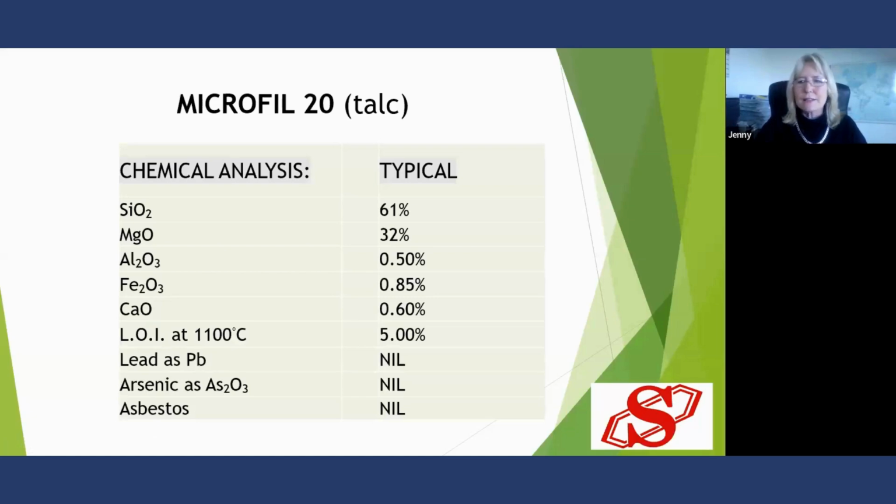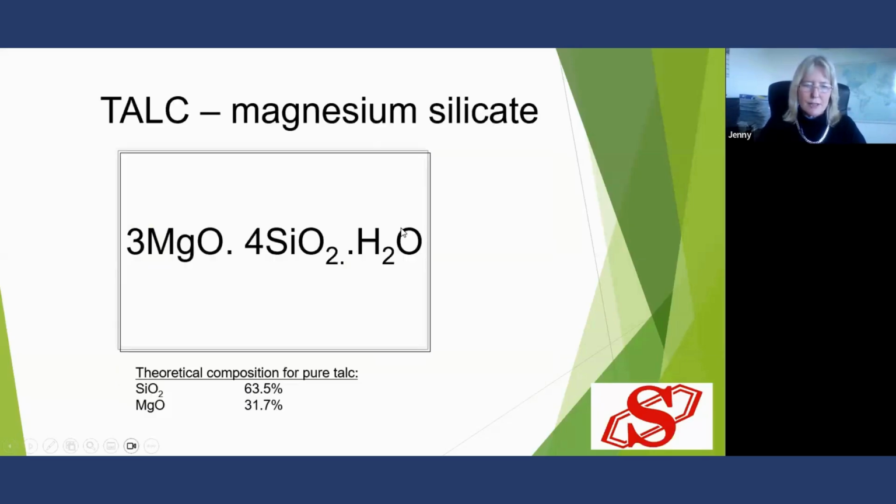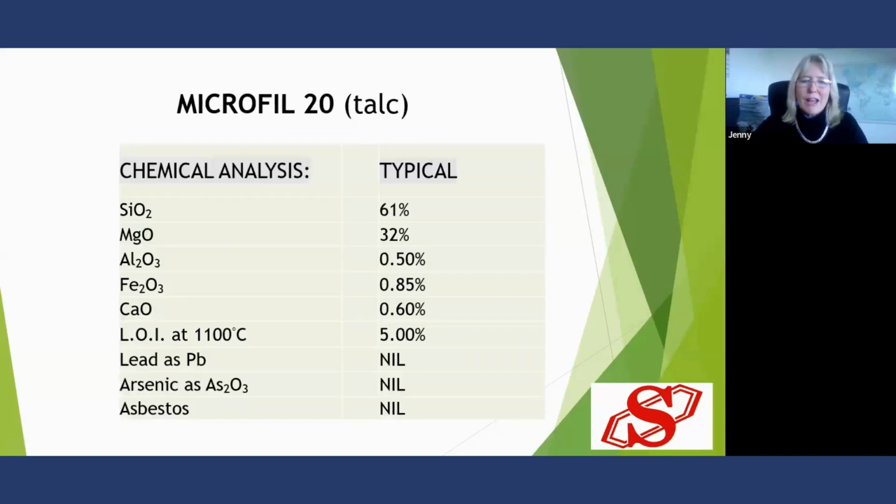So here's an example of the chemical analysis off the data sheet of Microfilm 20. It's talc that we import from India. And you can see the silica and magnesium oxide are quite close to the theoretical content. 61 and 32. I'll just quickly go back. 63 and close to 32. So that tells you this is quite a pure talc. And it's confirmed by the lower presence of other impurities. They're all less than 1%. So yeah, a pure talc.